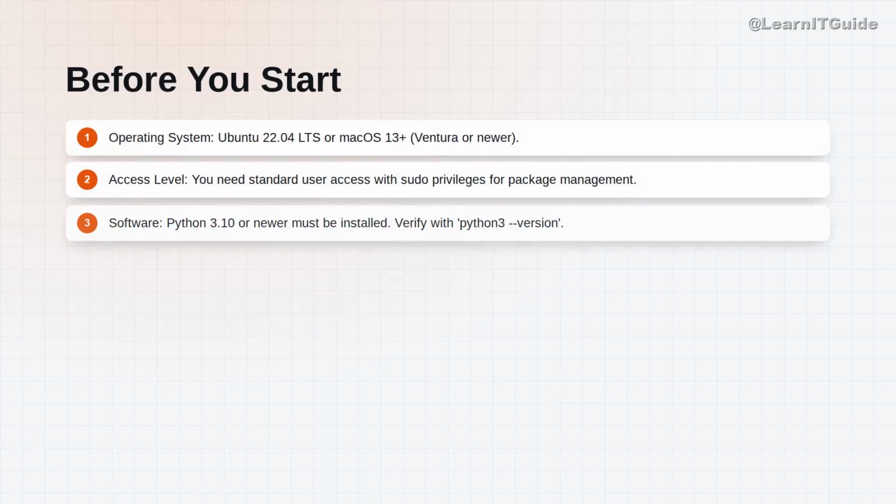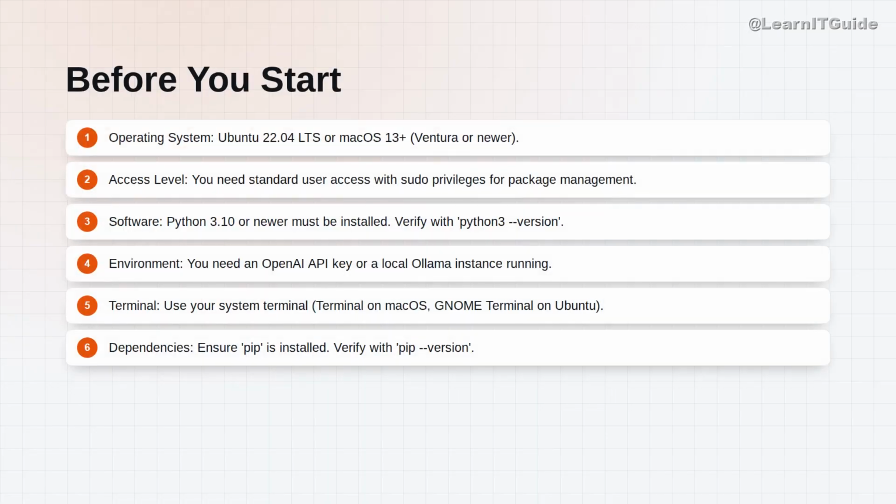Before we start building, you need to ensure your environment is ready. We are assuming you are on Ubuntu 22.04 or macOS 13 or newer. You will need sudo privileges to install system packages. Please ensure Python 3.10 or newer is installed. You can verify this by running the version command in your terminal. You will also need an active API key or a local instance of Ollama. Finally, ensure pip is installed so we can pull in our project dependencies. Take a moment to review each point shown on screen.